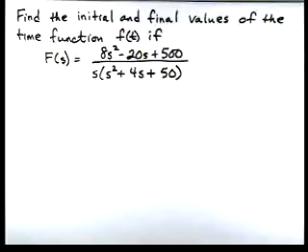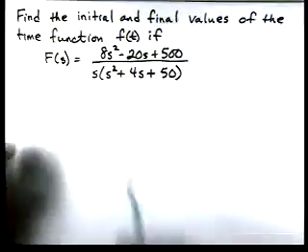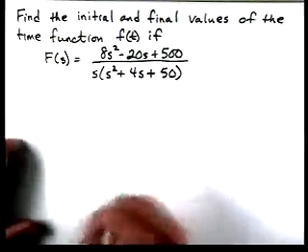In this problem, we're asked to find the initial and final values of the time function f of t if F of s is (8s squared minus 20s plus 500) divided by s times (s squared plus 4s plus 50). And we'll check to be sure that the final value exists.